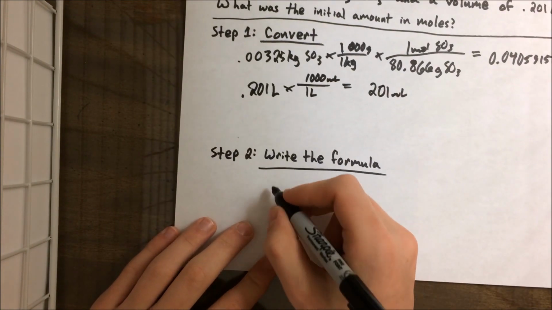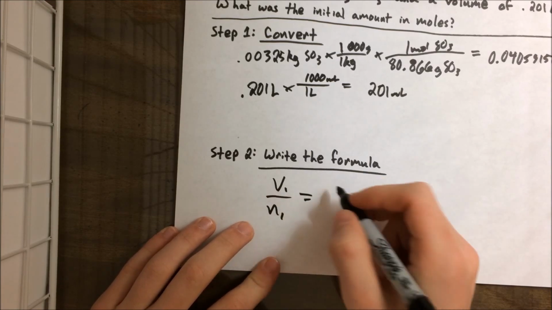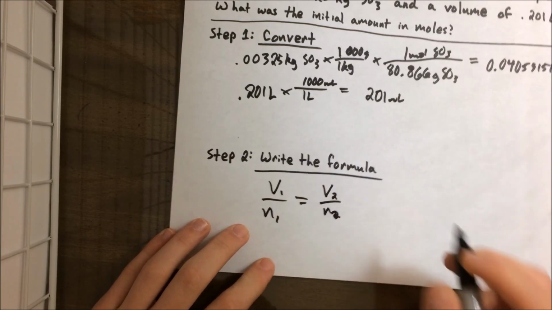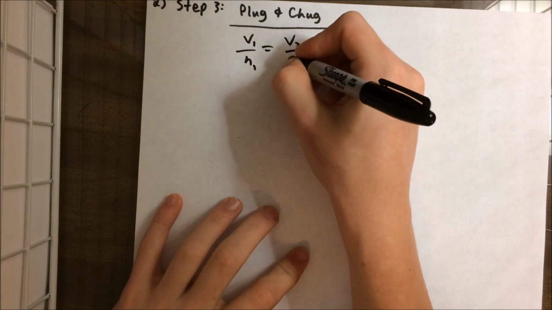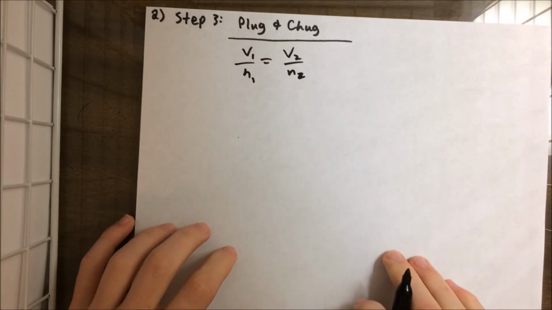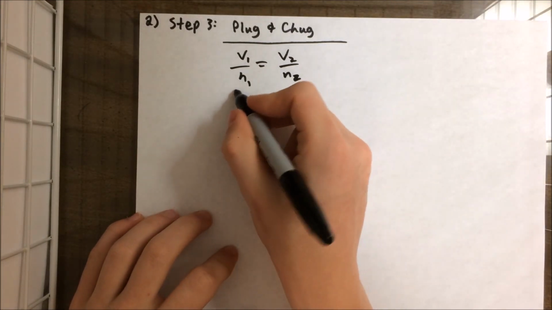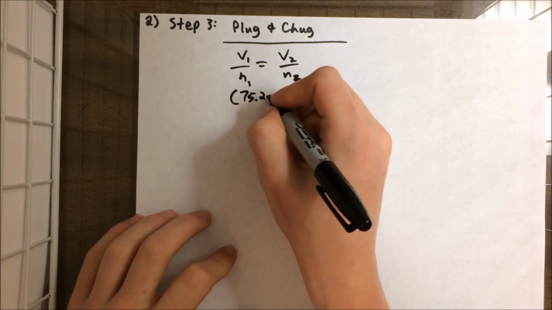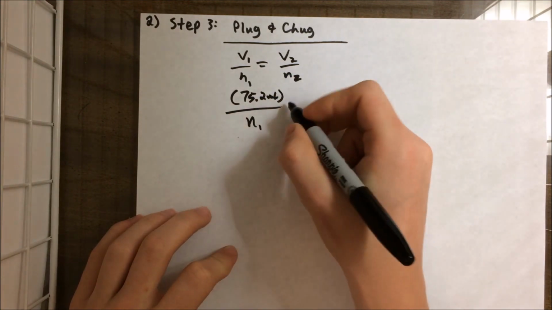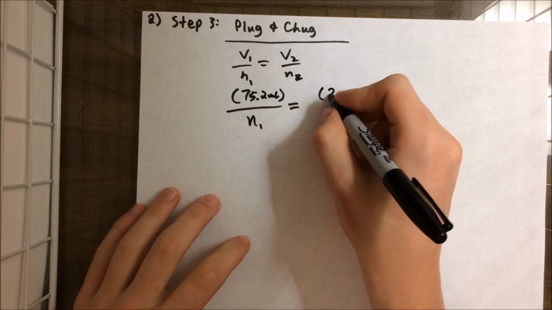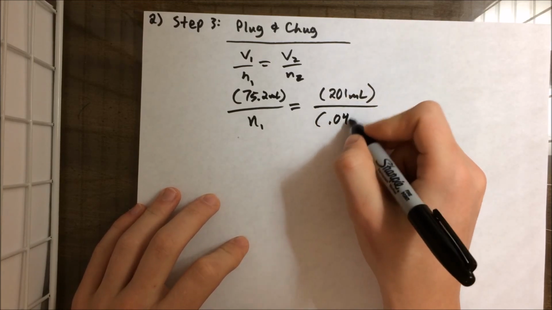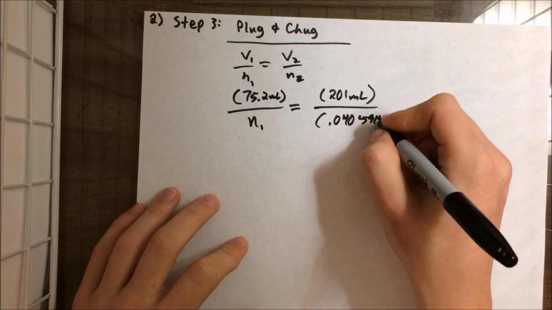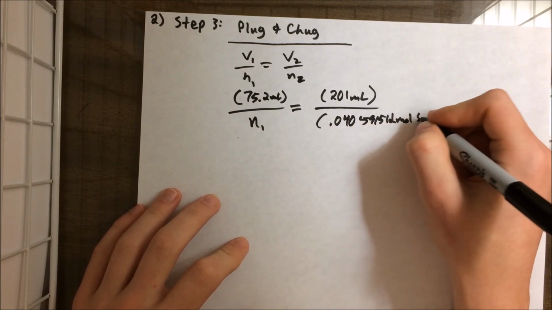Okay, so then step 2 is to write the formula. So V1 over n1 equals V2 over n2. Okay, and then step 3 is to plug and chug. Let's plug in. So the initial volume was 75.2 milliliters over the unknown initial amount in moles, and then that's equal to the final volume divided by the final amount in moles, which was 0.040591512 moles of SO3.